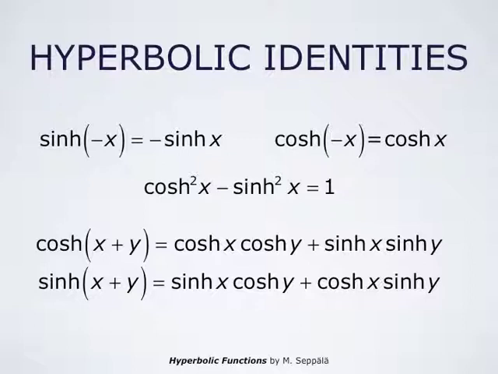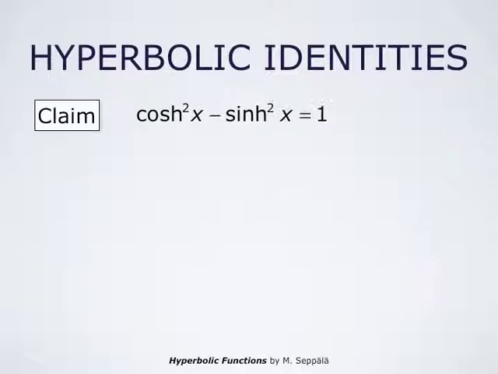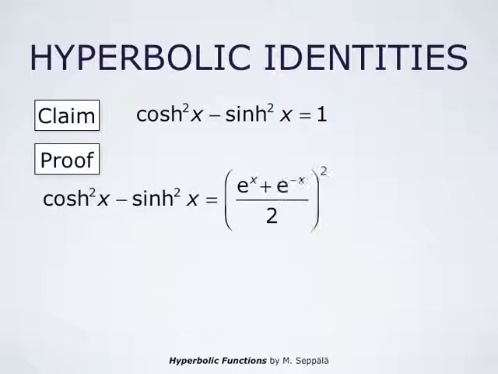Hyperbolic cosine squared minus hyperbolic sine squared is 1. So I claim that hyperbolic cosine squared minus hyperbolic sine squared is always 1, and the proof uses just the definitions of these functions. So hyperbolic cosine squared minus hyperbolic sine squared is e to the x plus e to the negative of x divided by 2, and that's squared, minus e to the x minus e to the negative of x divided by 2 and that squared.